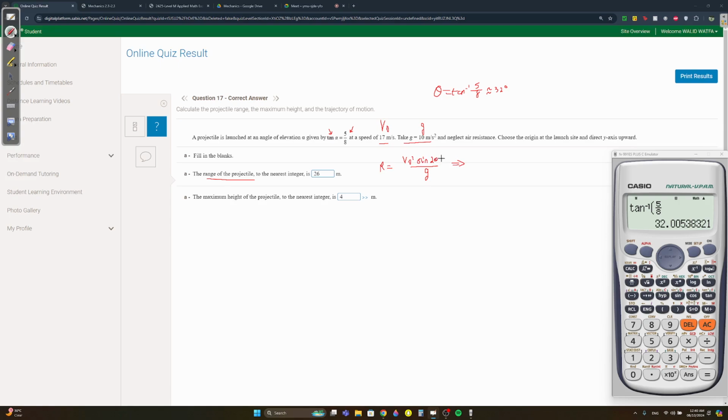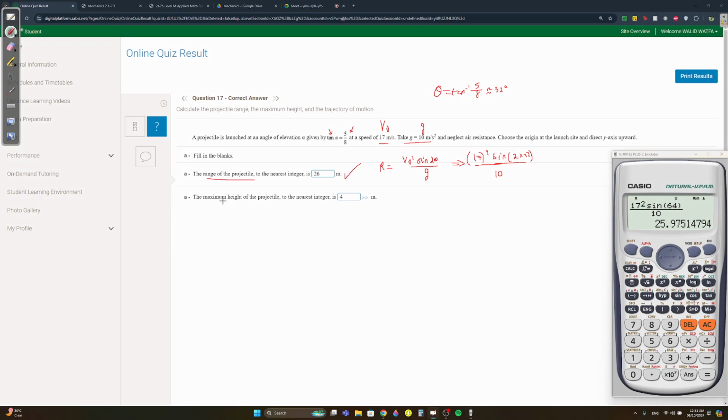So v naught squared sine 2 theta over g: 17 squared sine 2 times 32, over g, which is 10. That's 17 squared sine 64 over 10. You get 25.9, and to the nearest integer, it's 26.